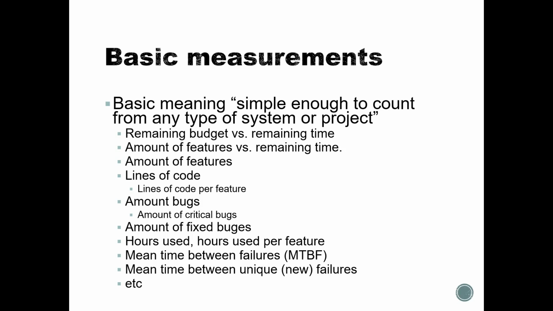Of course, the basic measurements in this scenario and all the others mean that they are simple enough to count from any type of system or project. Remaining budget, lines of code per feature, lines of code against commented code, amount of modules without commentation, and these sort of things. So basically really simple things, usually something that should be supported by any infrastructure you are using to maintain your software or develop your software to that degree.